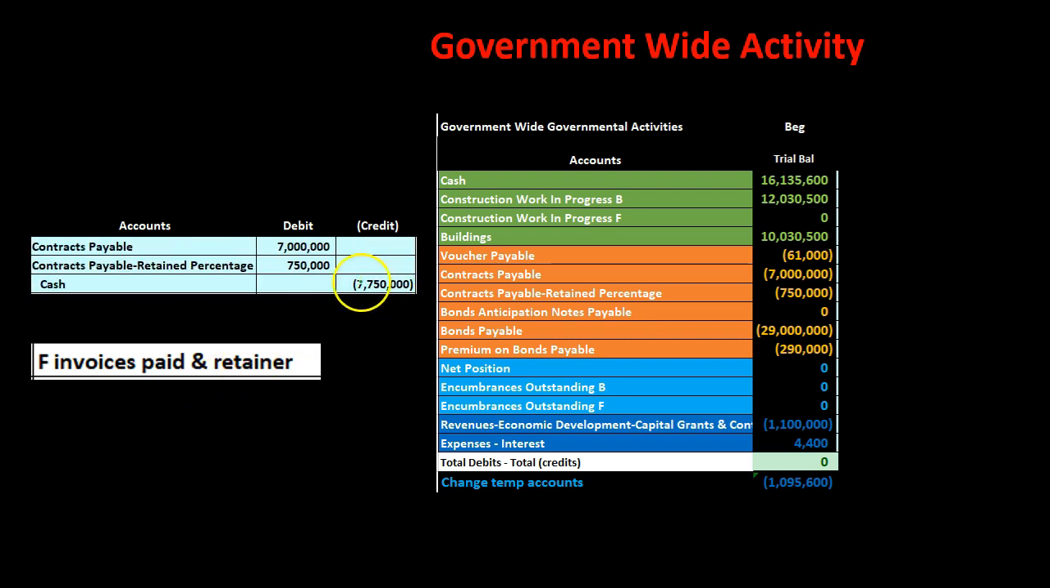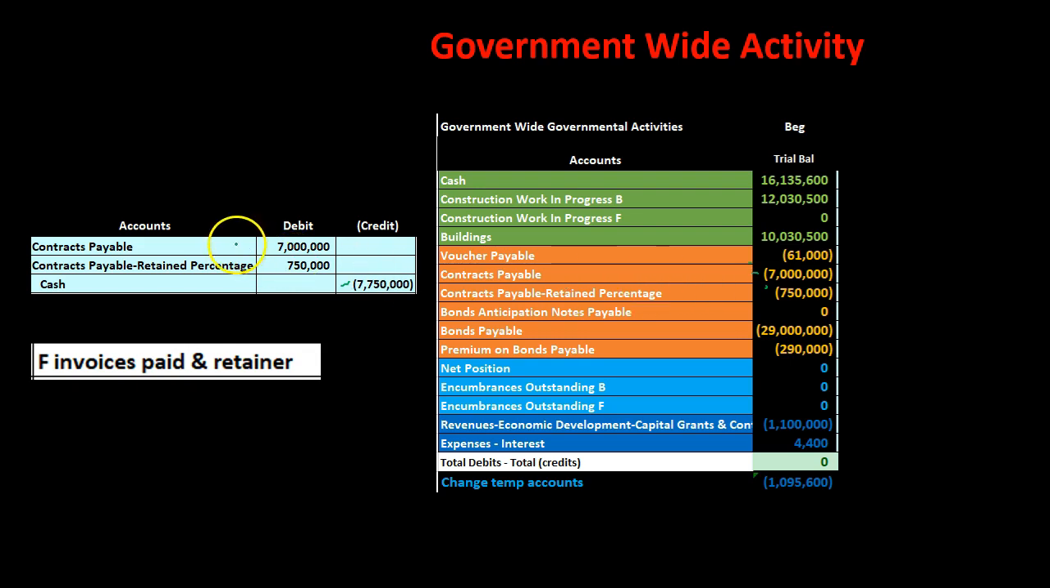So we're going to say cash is going to be decreasing, and what we're paying off is the contracts payable and the retainer. So we've completed the project. We're going to say, all right, now it's been completed. We're going to give you that $7 million of the final billing and the $750 that we retained from previous billings now upon the completion of the project, because it's now done and we don't need to retain anymore. We can pay it all off.